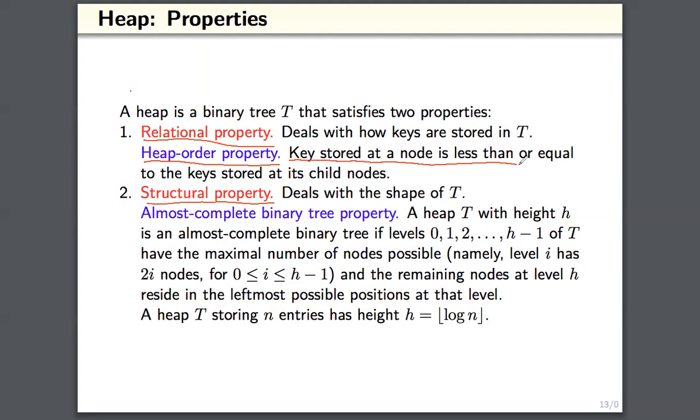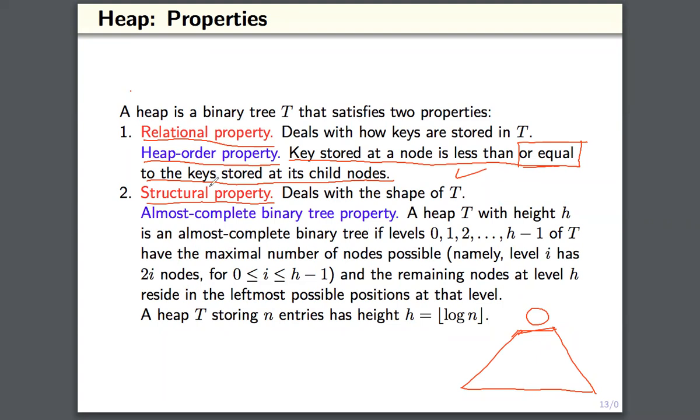The key stored at a node is less than or equal to the key stored at its child nodes. Here we said equal, but if you assume that all keys are distinct, there are no duplicates, and we will assume that there are no duplicates, then the keys stored at a node are less than the keys stored at its child nodes. This automatically means the key stored at a node is smaller than all keys stored in the descendants of this node. Make sense? So that is the heap order property.